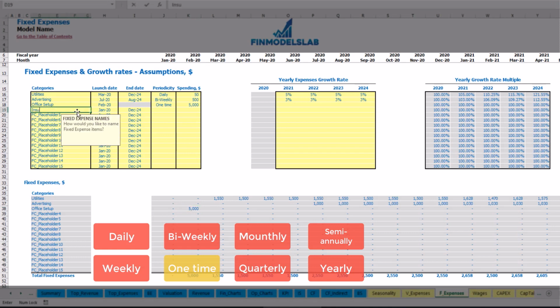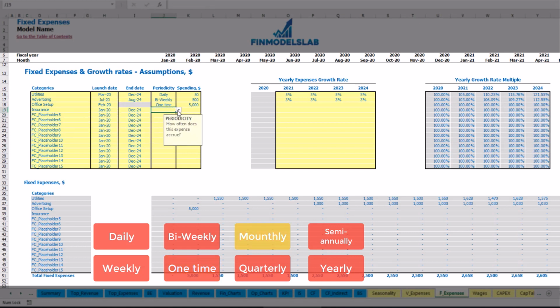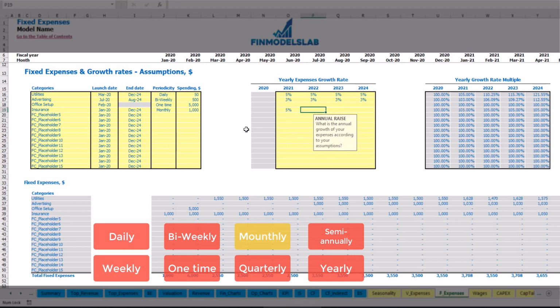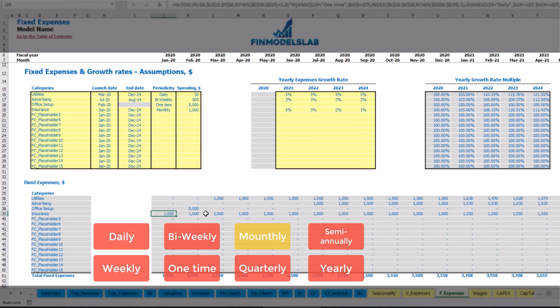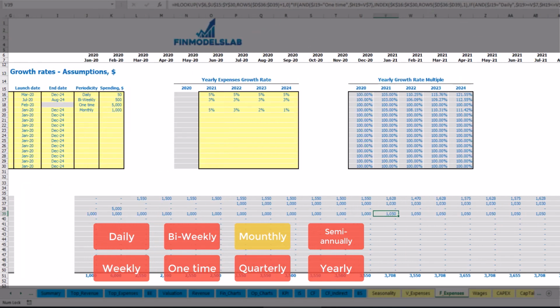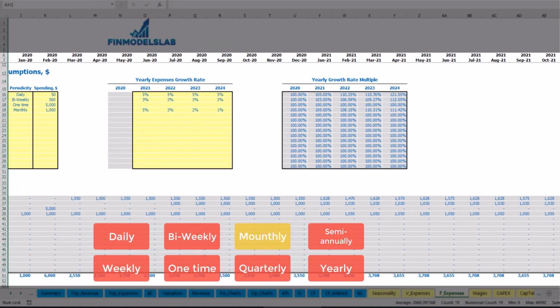Another option, insurance. Let it start from January 20 till the end of the model, and it can happen monthly with $1,000 per month, with 5% growth the first year, 3% growth the second year, 2% growth the third, and 1% year number 4. So you may see this calculation here. Starting from January 21, it will grow by 5%, which is $50. And starting from January 22, it will grow by 3%, which is additionally $32.